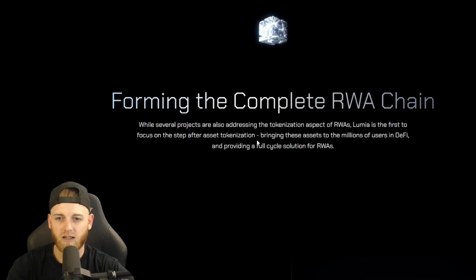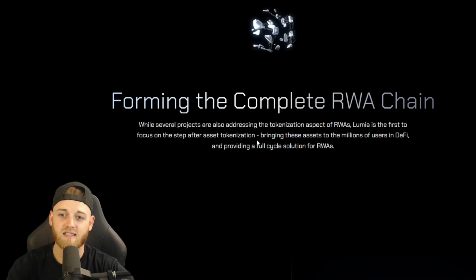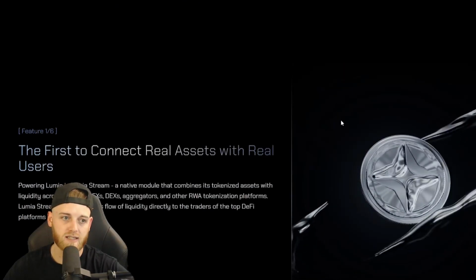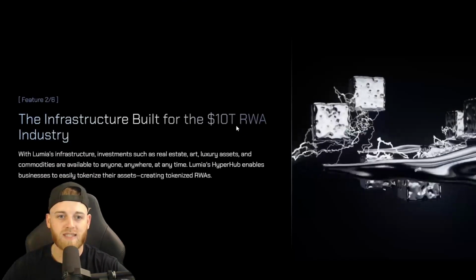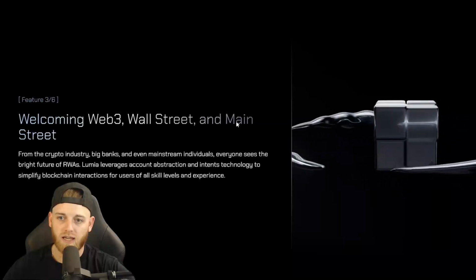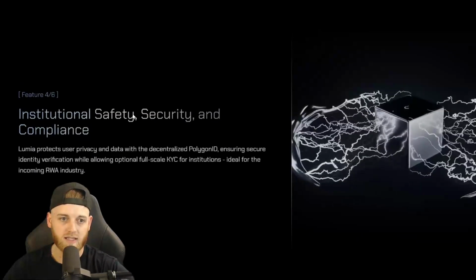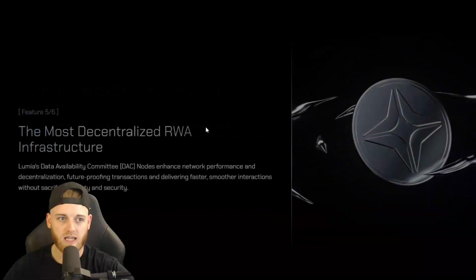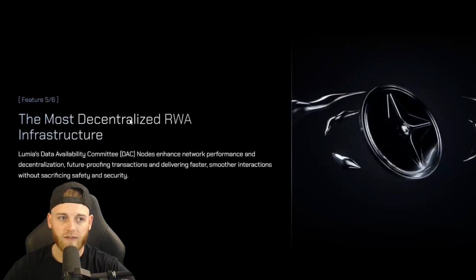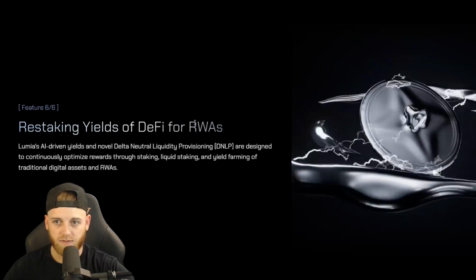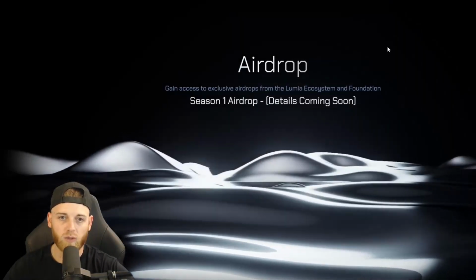Lumia is the first to focus on the step after asset tokenization, bringing these assets to millions of users in DeFi and providing a full solution for real world assets. So you can see that they are taking the job of trying to be the host of all major real world assets through specific things like safety and security, and the key decentralization aspect here. And yeah, they've obviously got yields and DeFi and all that good stuff there. So yeah, there's a lot of meat on the bone here, guys.